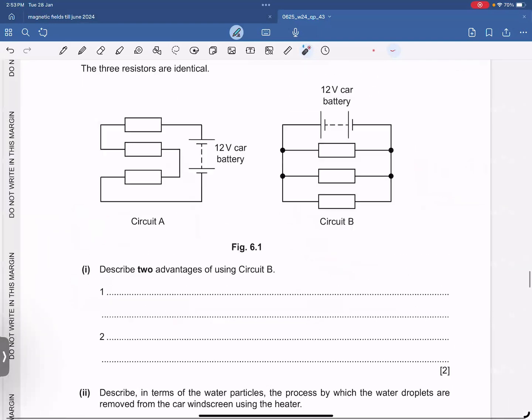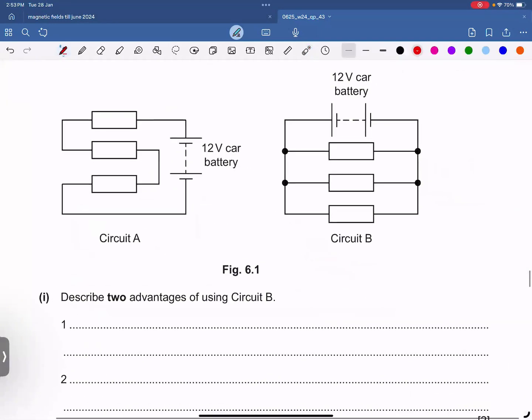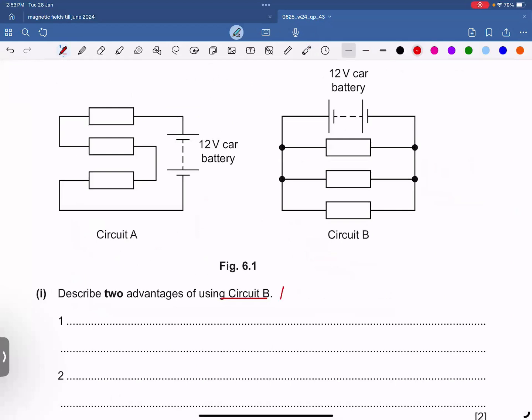State two advantages of B. Hello. So B is easy. B is a parallel circuit. You all know the parallel has three advantages.